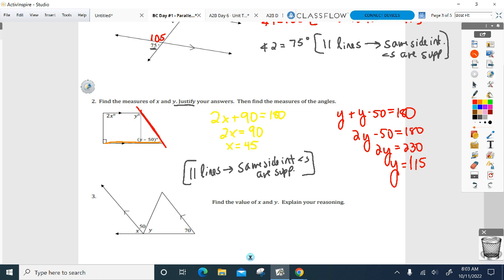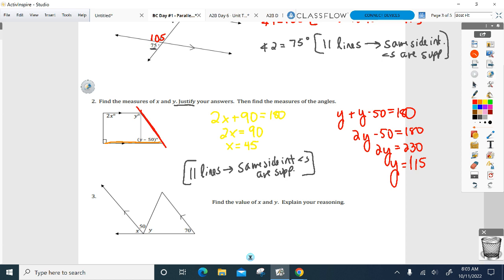$1.15 for y. All right. So we did find x and y. We justified. Now we've got to find the measures of each angle. It's a 3-part question. We found x and y, we justified it, and now we've got to find the actual angle measures. So let's plug them back in.